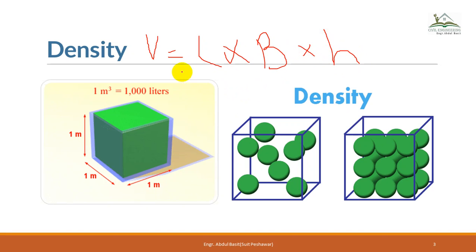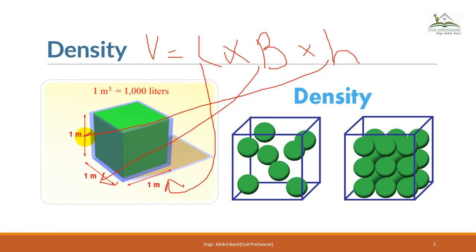Okay, so here, for example, this is the length, and this is the width, and this is the length. So this volume will be equal to 1 multiplied by 1 multiplied by 1, and that will be equal to 1 meter cube. So you can say that 1 meter cube is the volume of this cube.